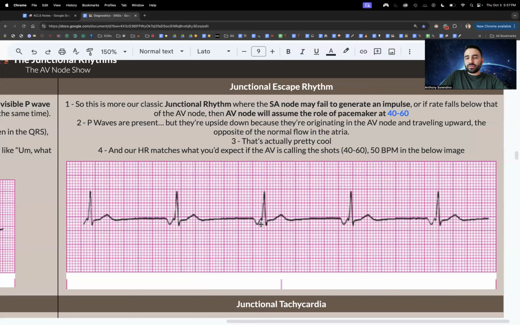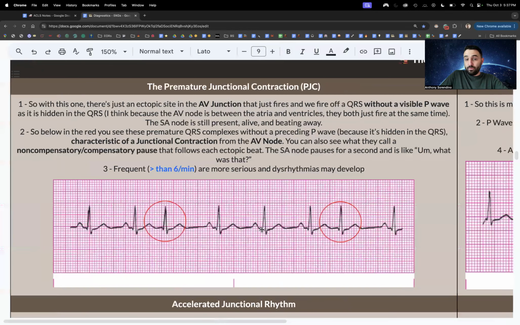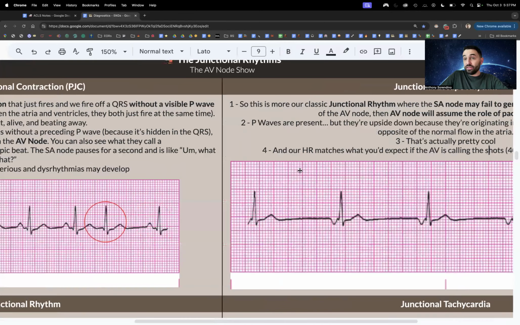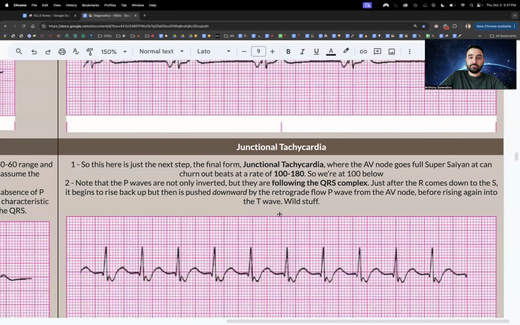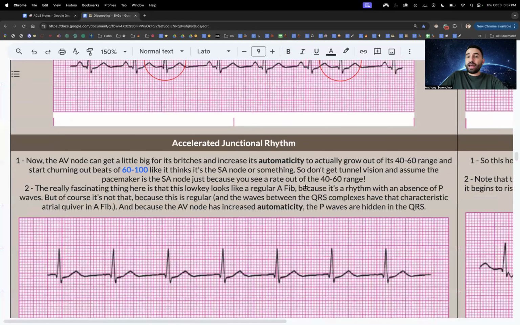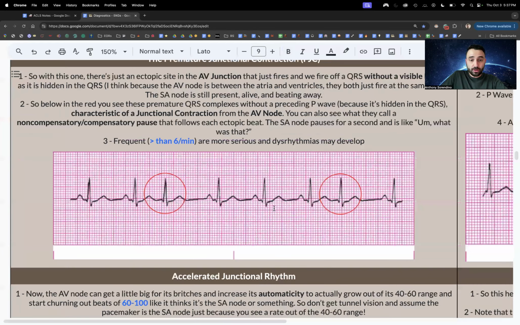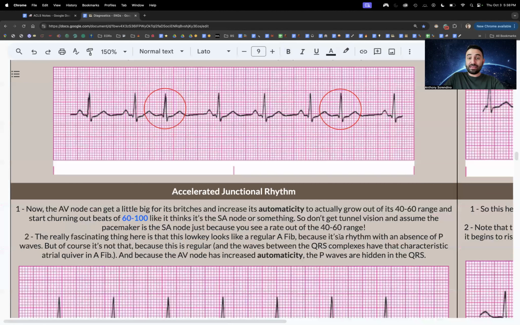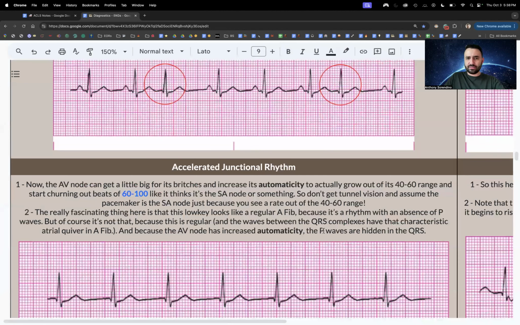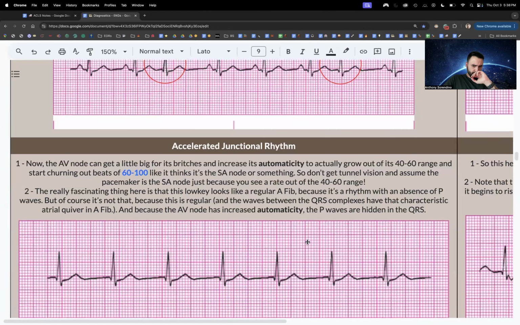But yeah, this is junctional escape. There's no upright P waves at all. AV node is in control. Okay. Now remember, that's 40 to 60. If that goes faster to 60 to 100, so now the AV node is like, I can be as fast as the SA node. I can go 60 to 100.